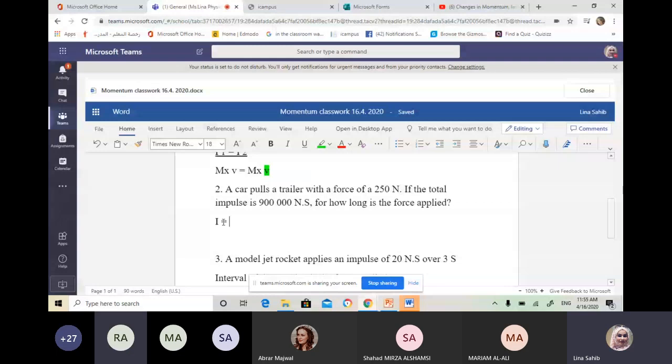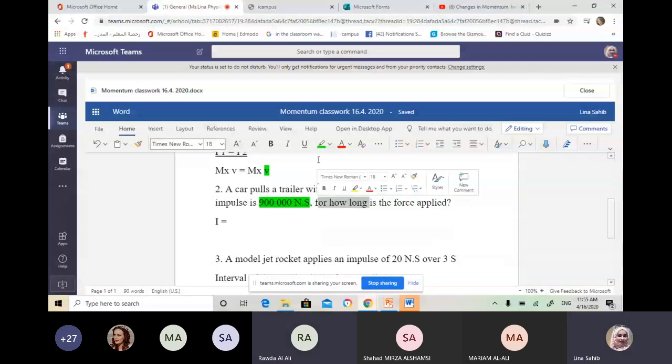Now, a car pulls a trailer with the force of and the force. It is very simple. If the total output is 900,000 newton multiply second, no, no, no. For how long? You have to understand. How long means what do I want? I want time. I'm helping you. He gave you the impulse. What is the formula? You only apply it.